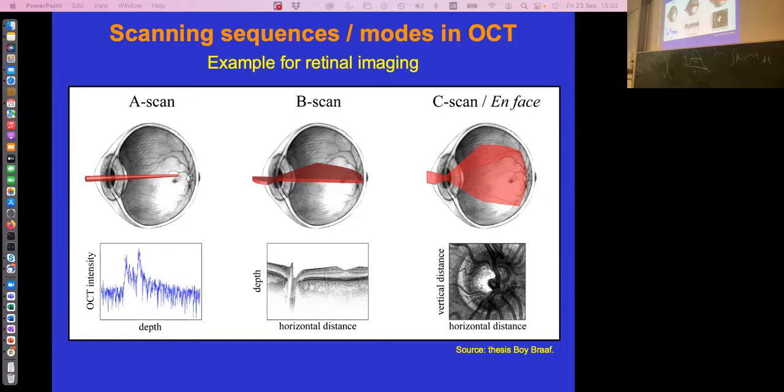Also, if you look at these images in the eye, that's about the same. The pupil of your eye is limited, so you cannot focus very tightly into the retina, so you get a beam diameter of about 20 to 30 microns.